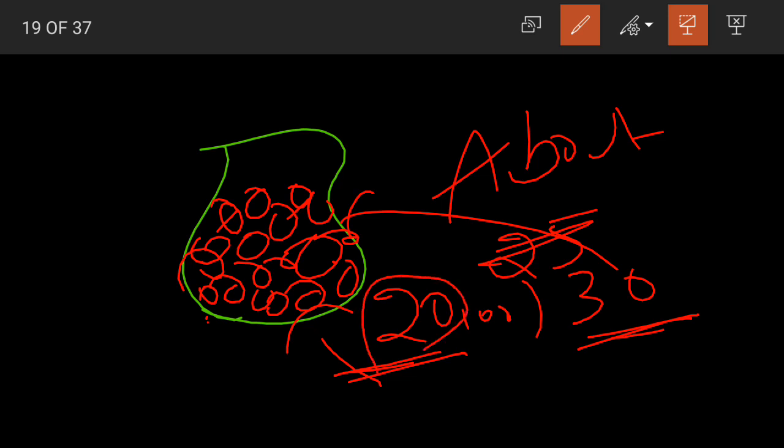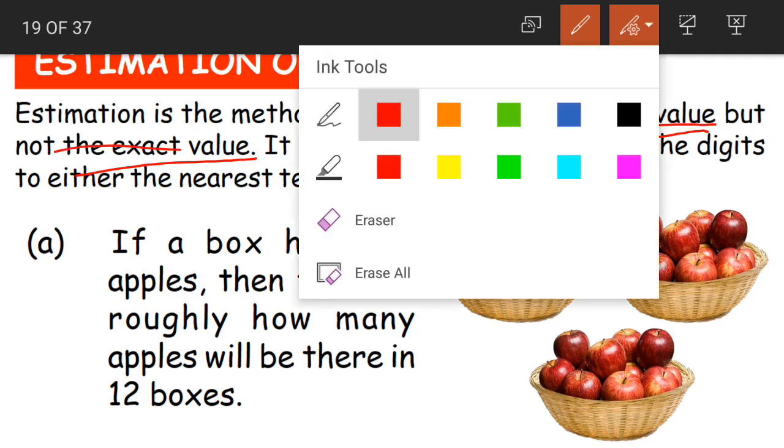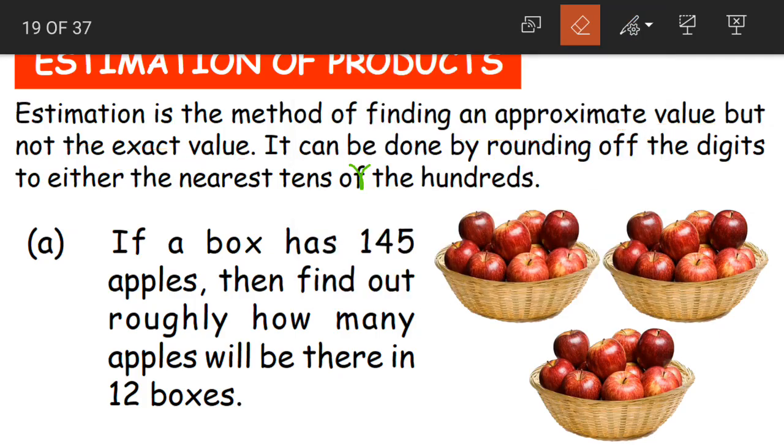Okay children, so this is called estimating, not finding the exact value. Exact means the exact number of stones that are in the jar, but approximate means what? We are just taking a guess at it, guessing that there would be this many stones. Okay, so this process of finding an approximate value is called estimation. Now how can we estimate? It can be done by rounding off the digits to either the nearest tens or the hundreds. Let us see about that.